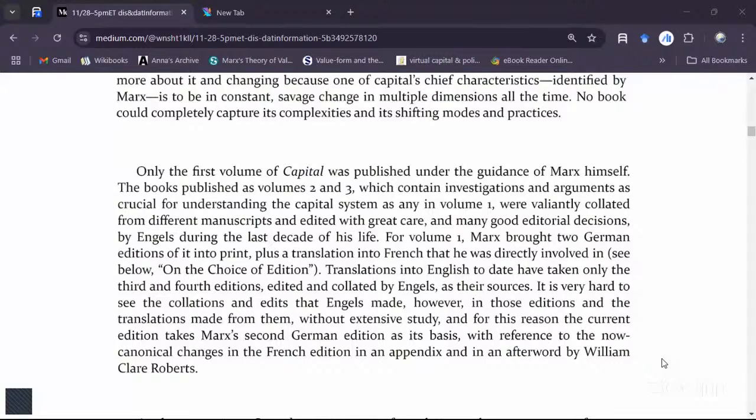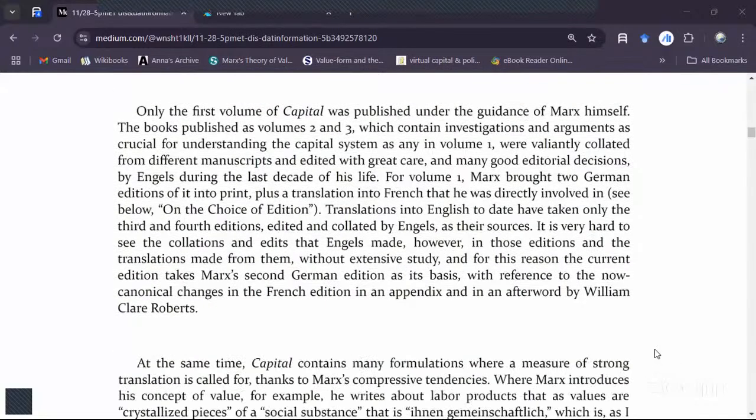Now, William Clare Roberts, let's see, where the hell is he? York University in Canada. He's somewhere, or he might actually be in America. But anyway, he's the guy who did the thing on comparing Dante's Inferno to Marx's Capital.